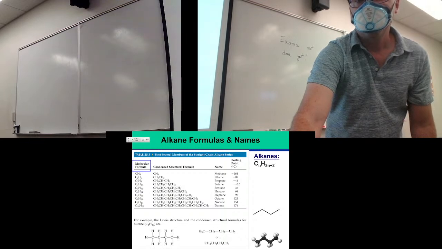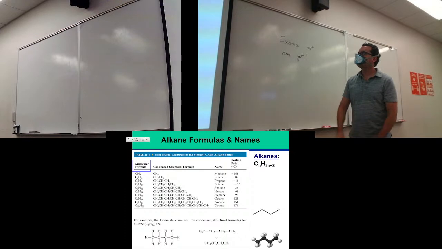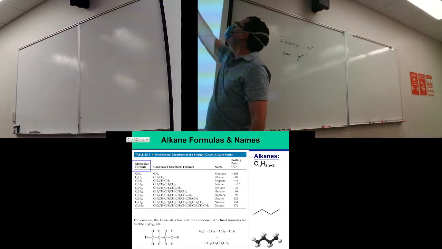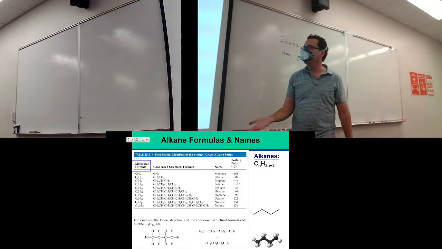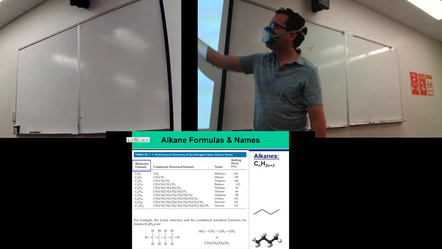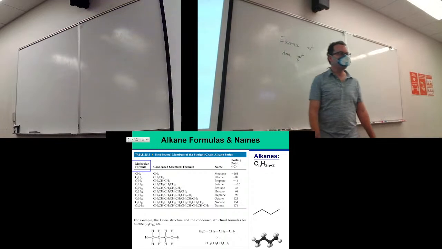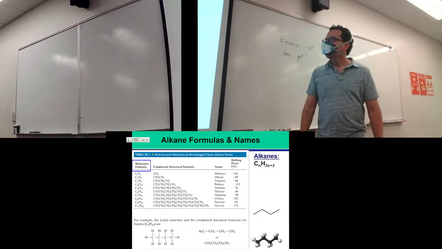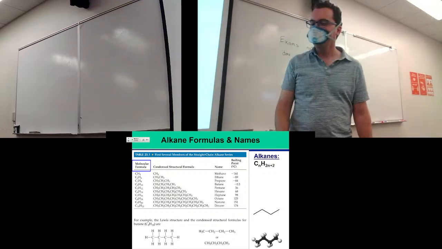Now, the general formula of an alkane is however many carbons you have, you'll have 2n plus 2 hydrogens. So double the number of carbons, add 2, basically. If I have 6 carbons, double 6 is 12, add 2 is 14. There's going to be 14 hydrogens. It's a quick way to know if you're dealing with a plain alkane or not. If the formula fits this scheme, then you have an alkane.